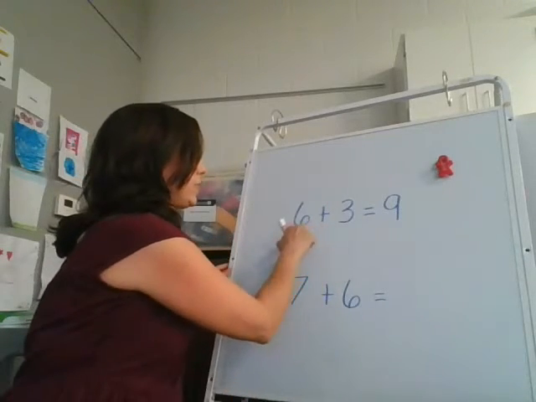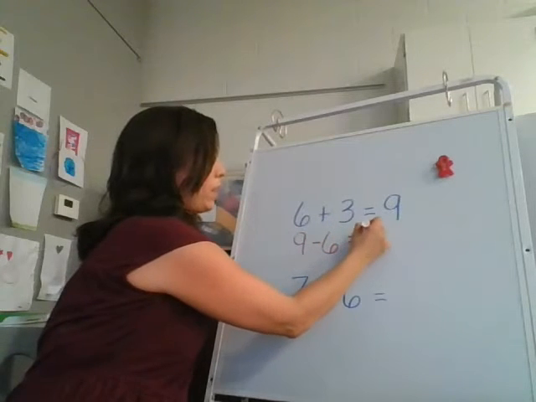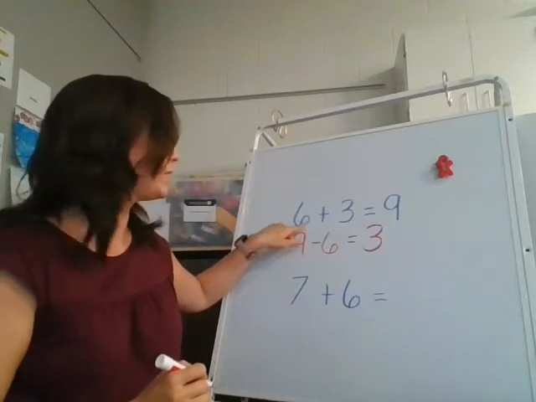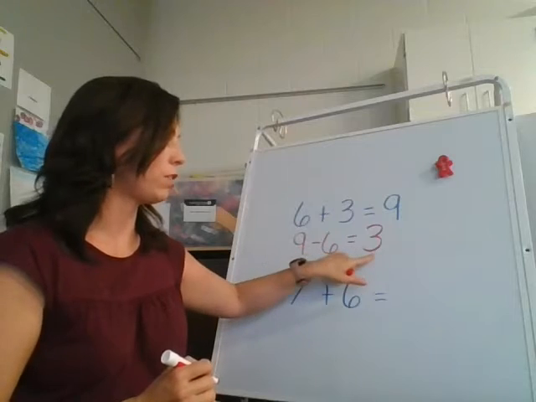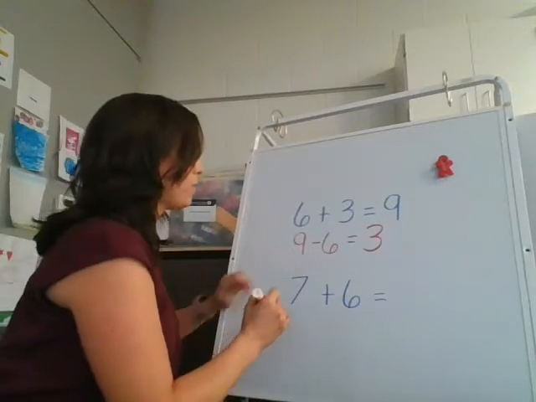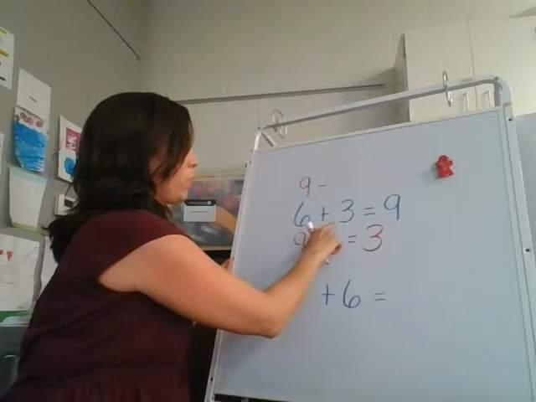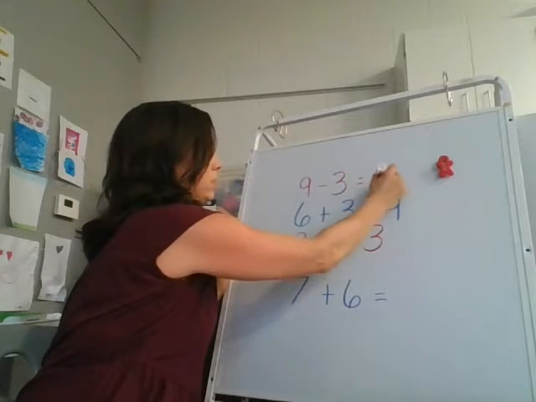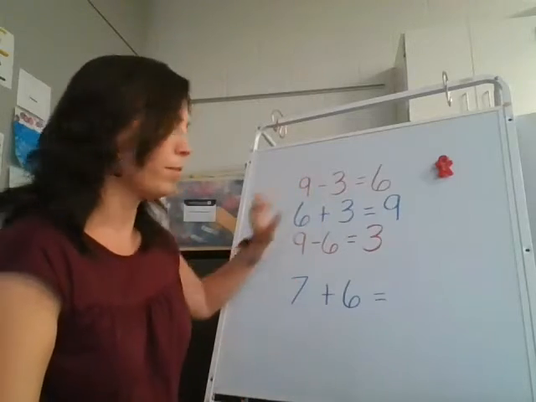So we get 9. We can take the 9 and we could subtract either one of these numbers. We could subtract 6 and we would get 3. We have the same numbers. We have a 6, a 3, and a 9, and a 9, a 6, and a 3. We could even take it a step further. We could say 9 take away 3 this time equals 6. They're like a family.